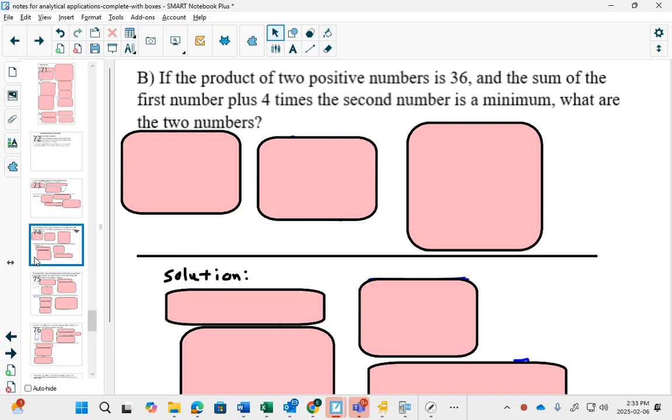If the product of two positive numbers is 36, and the sum of the first number plus 4 times the second number is a minimum, all right, so I'm going to just take out my highlighter. What do I want a minimum of? I want a minimum sum. What are the two numbers?